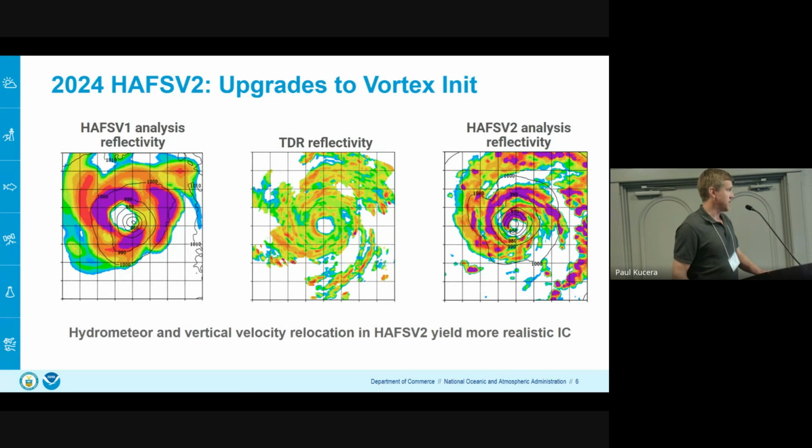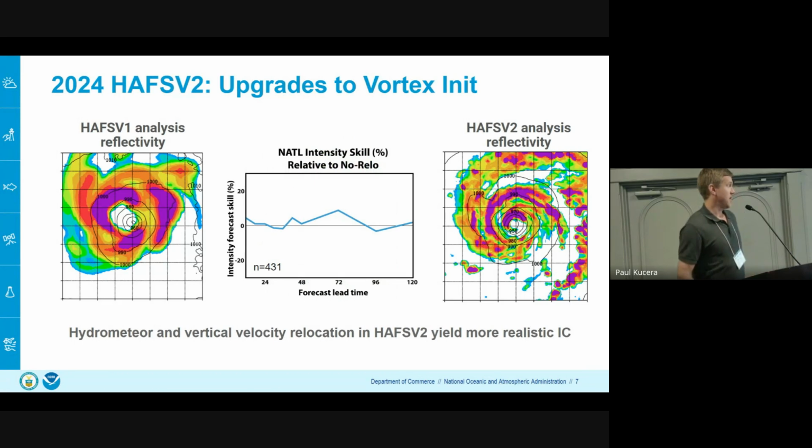One is hydrometeor relocation. Now, this is part of the VI package, but what it allows us to do is get our initial fields to be more realistic. So if you look at, for example, on the left, you have the HAFS V1 analysis reflectivity, and you can see it doesn't look realistic compared to the TDR reflectivity in the middle. I'm not sure what case this is. It's a generic example. It doesn't really matter what case it is. But with the hydrometeor relocation going into HAFS V2, you can see we have something that looks realistic. Now, it doesn't have to look exactly like the TDR, but the bottom line is that we have something that's physically more realistic.